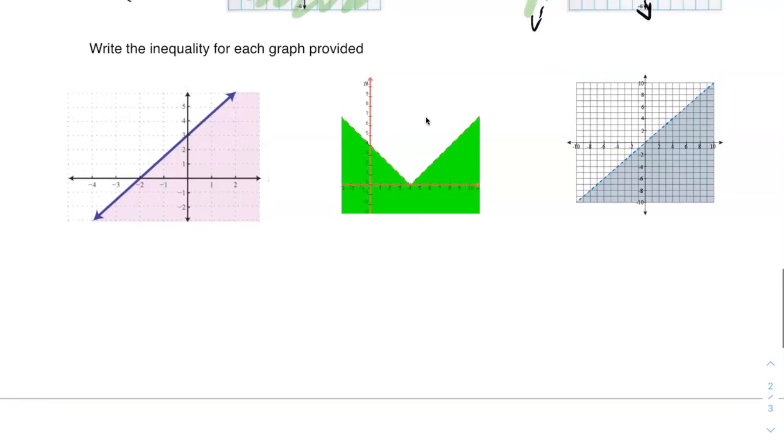Next one, write the inequality for each graph provided. So they want us to write an inequality for all 3 of these. So this first one is just a line. The key thing here is just to find the equation of a line. And we do that like we always do it. Find 2 points. Right? Do y equals mx plus b.